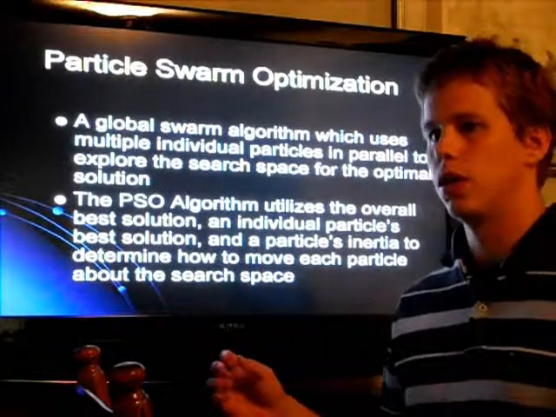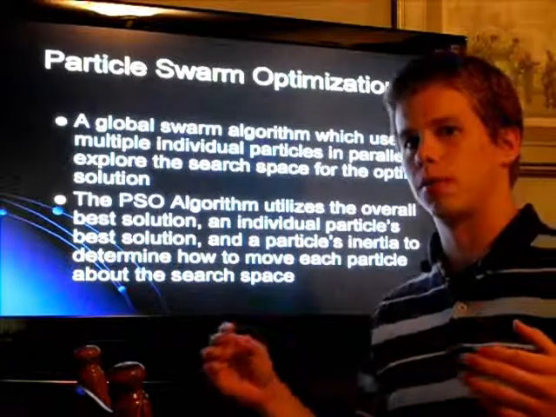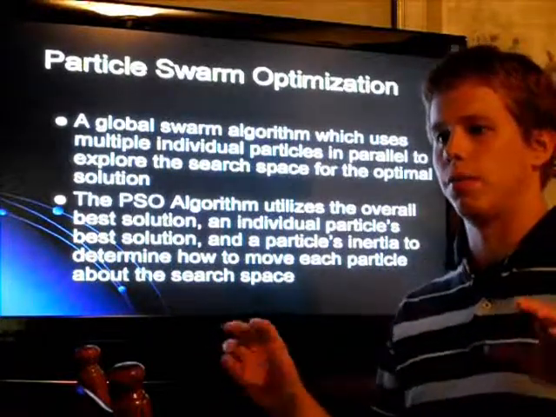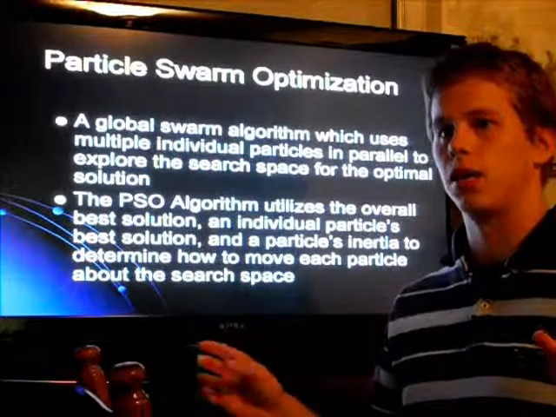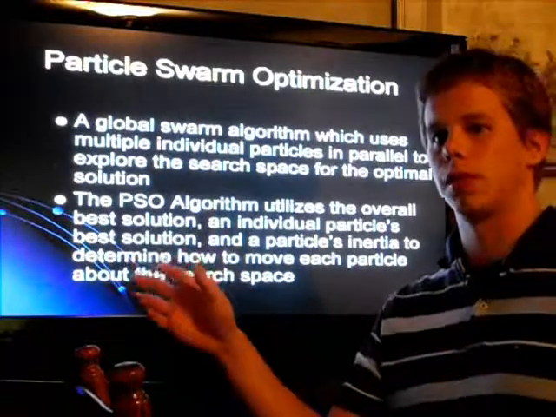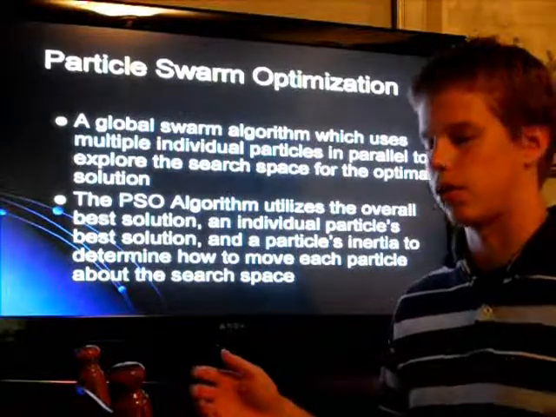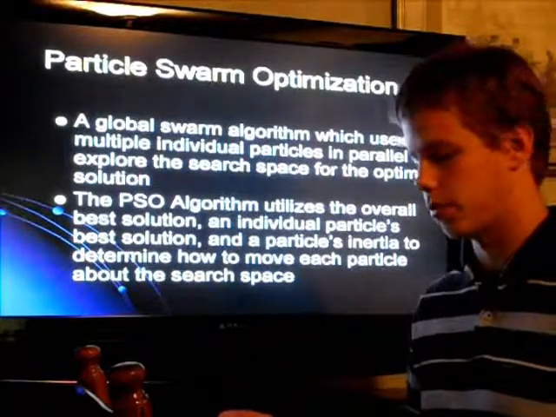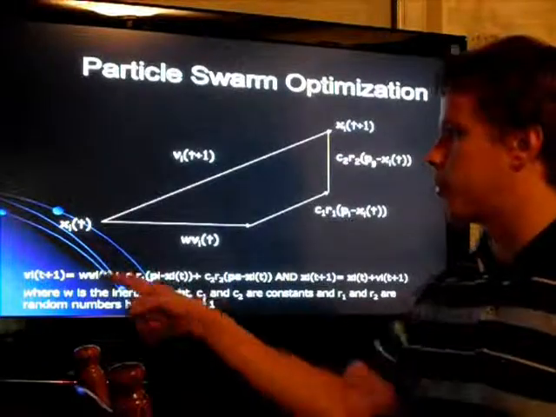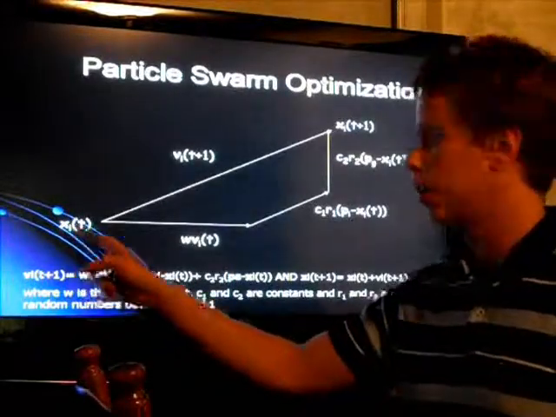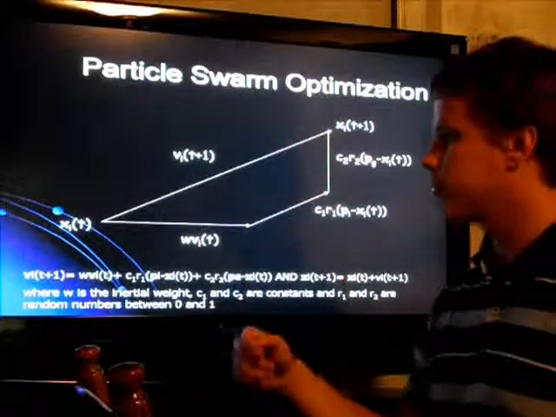Now the particle utilizes its own momentum along with trying to move towards its own personal best, and then also towards the overall best, the best solution that has been found so far by the overall PSO algorithm. This diagram should help explain it better. Here's your original position, and here's your final position.